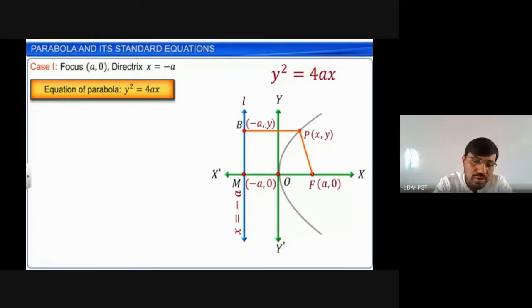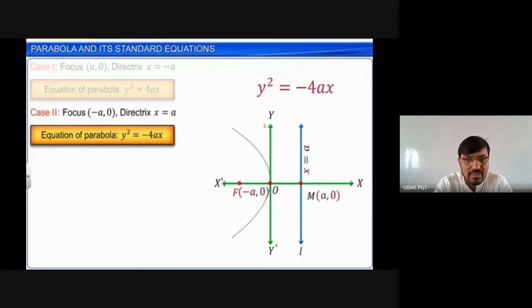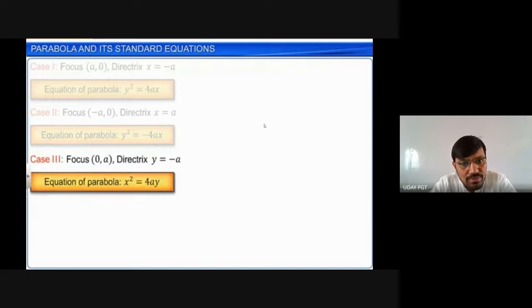Origin, sir. For all the vertices, for all the parabolas we are going to learn, the origin is the vertex. In the same way, the second case, minus a comma 0, means the equation of the parabola is y square equals minus 4ax. We are going to get it when it is open towards the left side. The parabola open towards the left side means y square equals minus 4ax. Open towards the right side means y square equals 4ax.